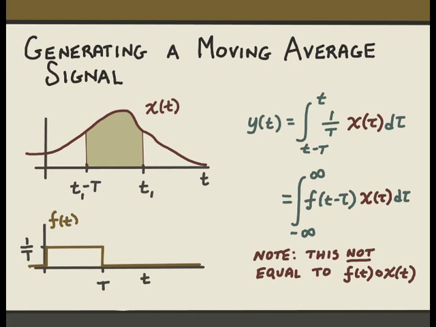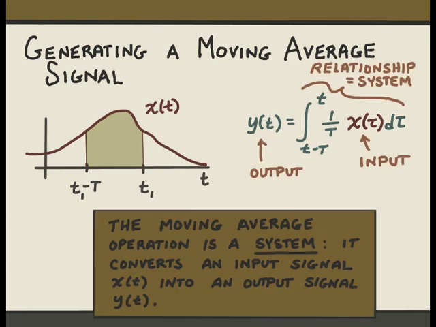Now I want you to note that while this may look a lot like our circle product, in fact it's not the same. The reason is that the argument of f is not tau, but t minus tau. This type of integral is what we'll later learn to call a convolution integral. This integral is a system. It's a relationship between an input signal, x, and an output signal, y.